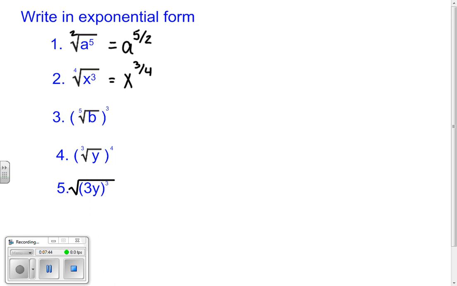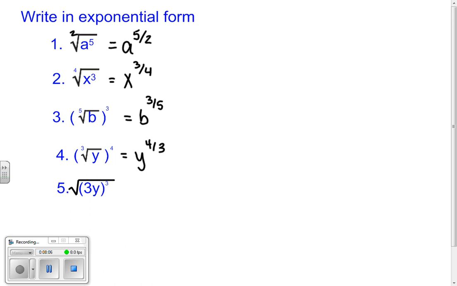I talked in the very beginning about that second key concept, in which the placement of the parentheses around the whole thing just means that it doesn't matter which one you take first. This is the same as b to the 3/5. This one is y to the 4/3. I'm still taking that power and putting it on top and the index on the bottom.